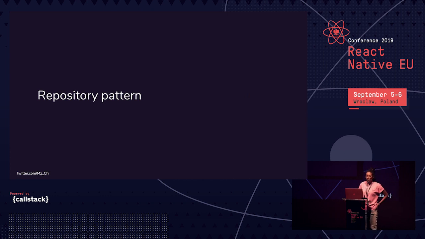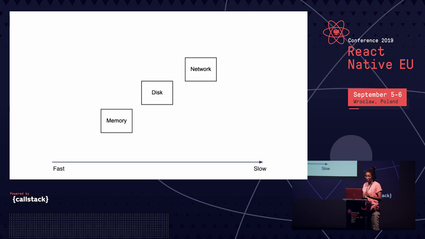Now, once you've figured out your cache invalidation strategy, you can employ what I call the repository pattern to fetch data. Now, this is how it works. It's a simple waterfall model that fetches the most recent valid data from the fastest source. Here, we have 3 repositories: the memory, the disk, and the network. And we have data in each repository. And depending on the validity of the data in each repository, we return that to the application.